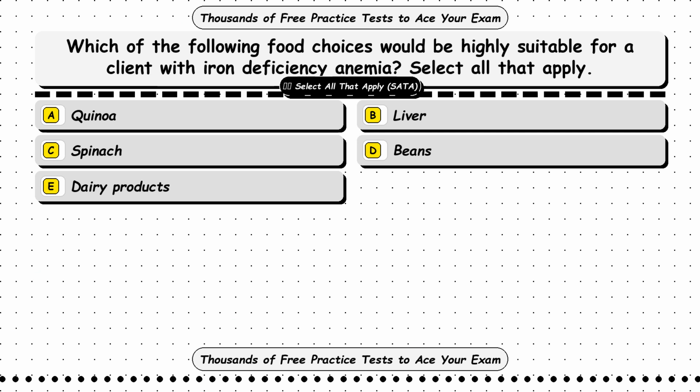Question 59. Which of the following food choices would be highly suitable for a client with iron deficiency anemia? Select all that apply. Option A, quinoa. Option B, liver. Option C, spinach. Option D, beans. Option E, dairy products.